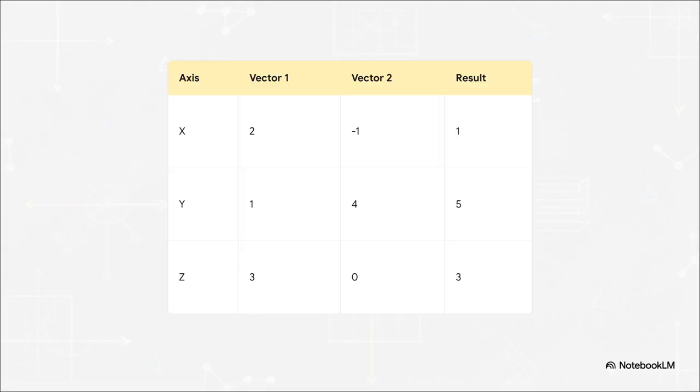And this exact same rule applies in 3D space. Heck, it applies in 12,000 dimensional space for that matter. You just add the matching components across every single axis. Let's walk through it. Here, we're adding the vector 2, 1, 3 to the vector negative 1, 4, 0. Combining the x components, 2 plus negative 1 gives us 1. Then for y, 1 plus 4 bumps us up to 5. And finally, mapping the z-axis, 3 plus 0 just stays at 3. So our final combined vector is 1, 5, 3. Literally, no matter how many dimensions you have, you just match them up and add.